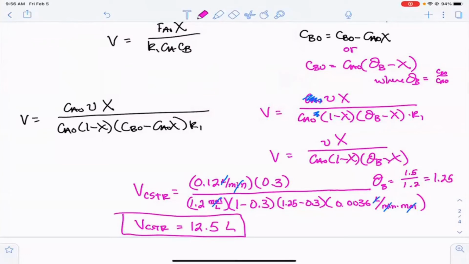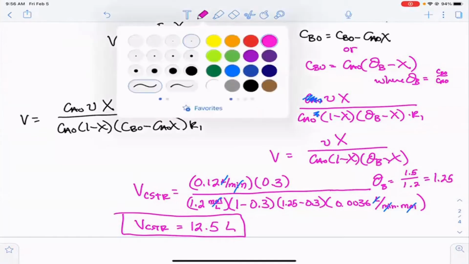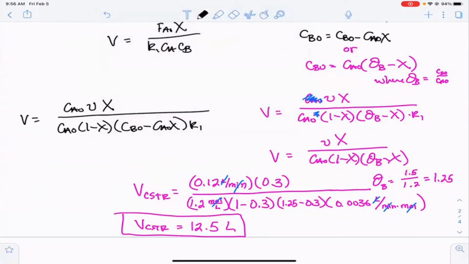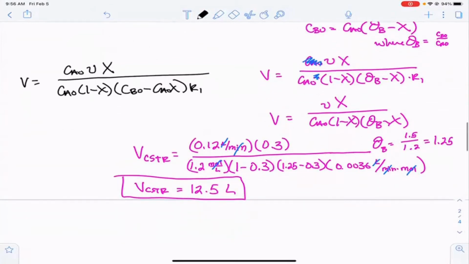Okay, so that's the first part of this problem. Does anybody have any questions about this? All right, if that's the case, now let's move on to the PFR, okay?